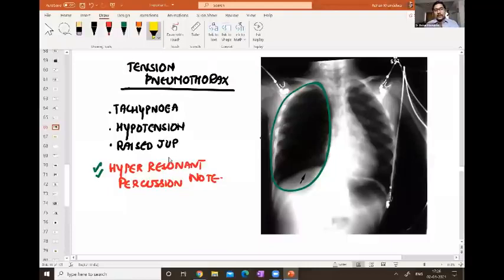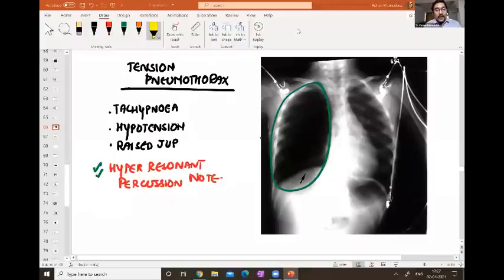The emergency management of tension pneumothorax is needle insertion and then a chest tube. For cardiac tamponade, it is needle pericardiocentesis followed by thoracotomy. I hope the difference is clear between the two. Every year, one is asked in the exam.